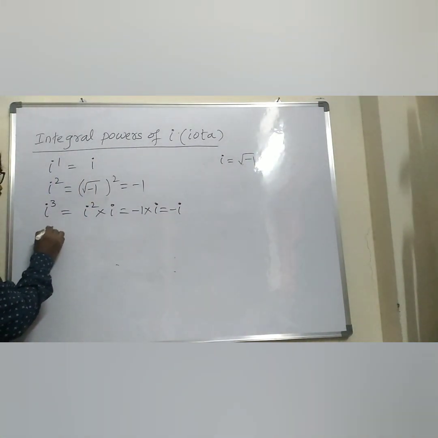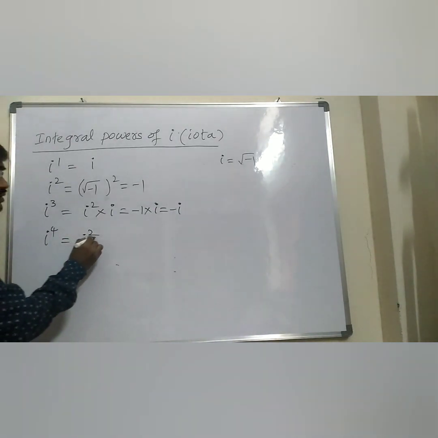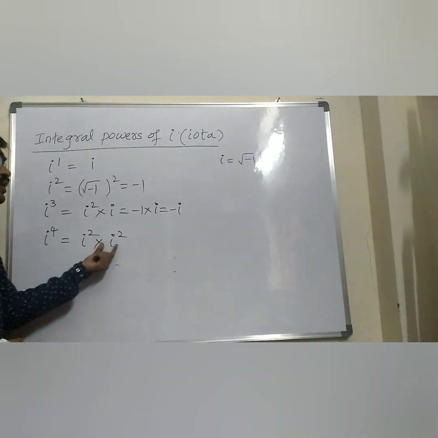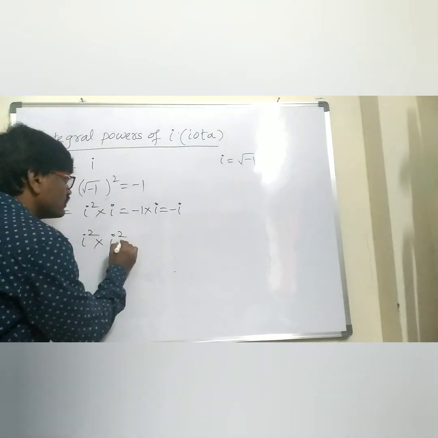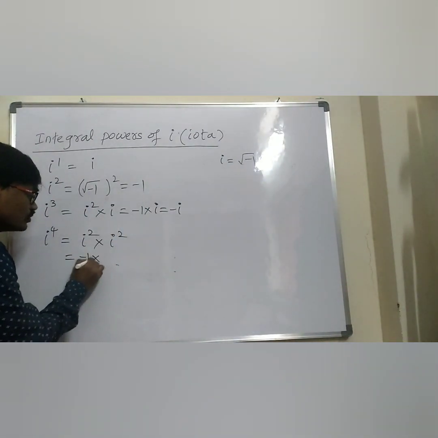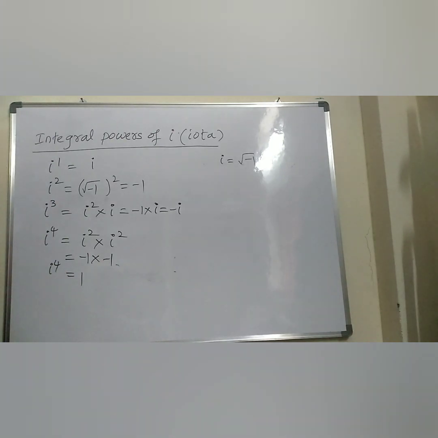Next, i power 4. i power 4 is equal to i square into i square. Substitute the i square value: you have minus 1 into minus 1. Therefore, i power 4 value is 1, students.